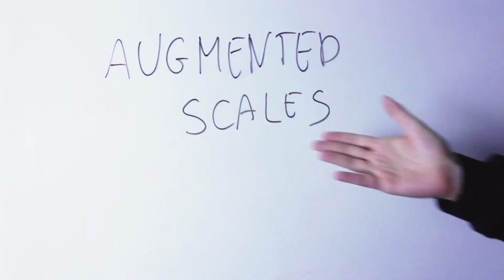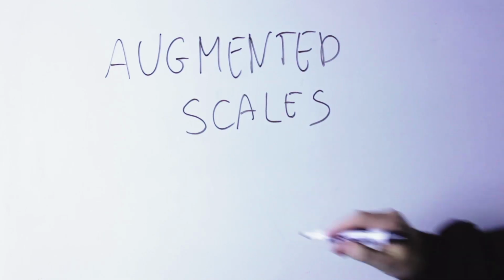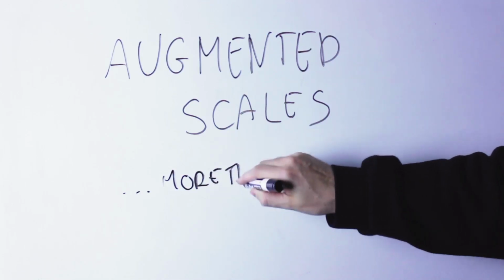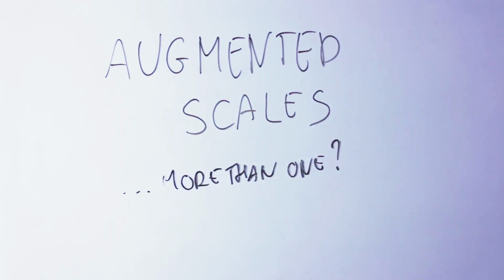Today we talk about the augmented scales. Now there seems to be some confusion on which one is the augmented scale because in the years at least two different scales have been called the augmented scales, and those two scales are different.